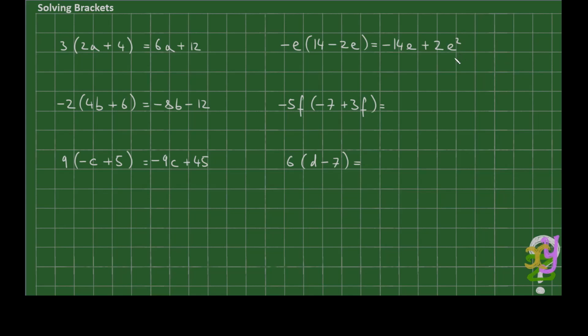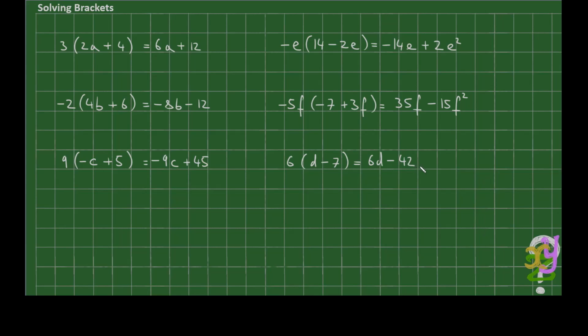In the next example we have negative 5f multiplied by negative 7. That is going to give me positive 35f. Negative 5f multiplied by positive 3f is going to give me negative 15f squared. F multiplied by f is f squared. Next we have 6 multiplied by d, well that is 6d, and then 6 multiplied by negative 7, that is negative 42.